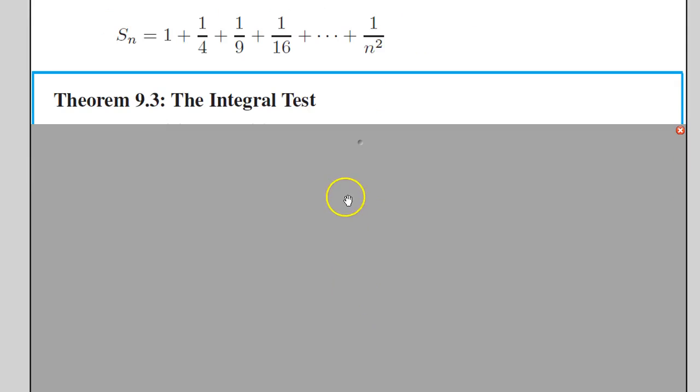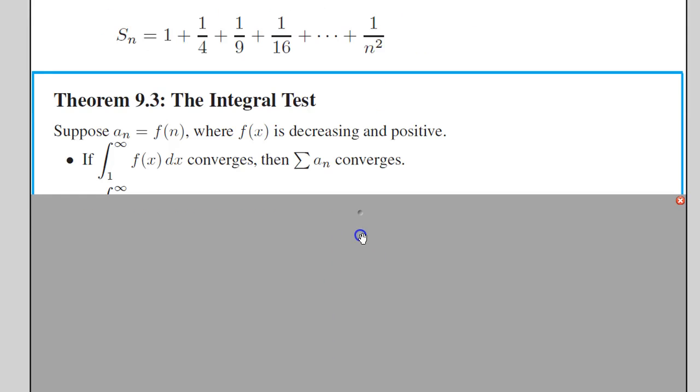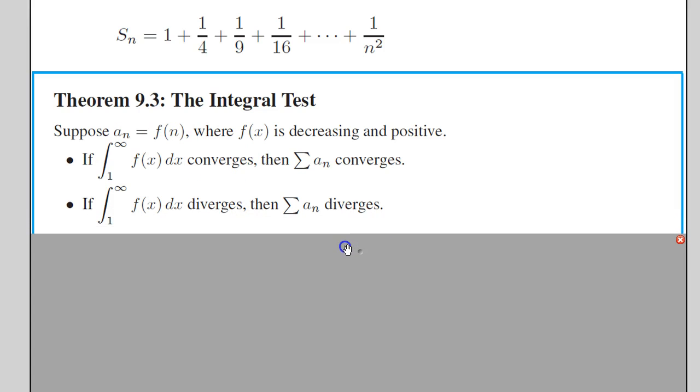So let's summarize the integral test. If you have a sequence and you have a function that models the terms of the sequence, and that function is decreasing, continuous, and positive, it lists continuous, but we need to include that. And then from 1 to infinity, if the integral of the function converges, then so will the series. And if it diverges, then so will the series as well.